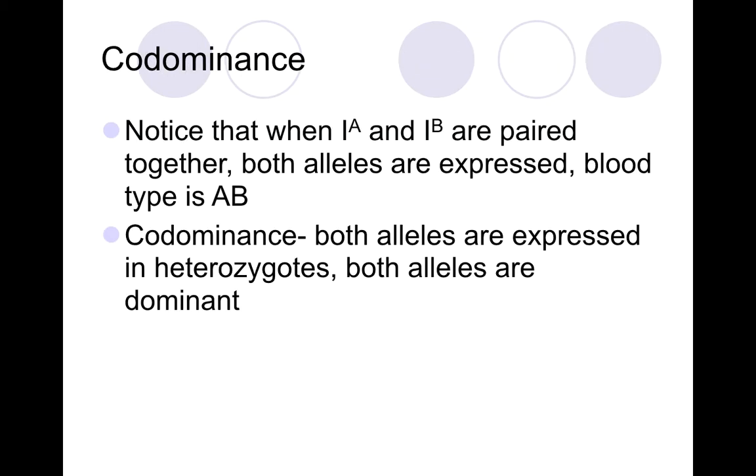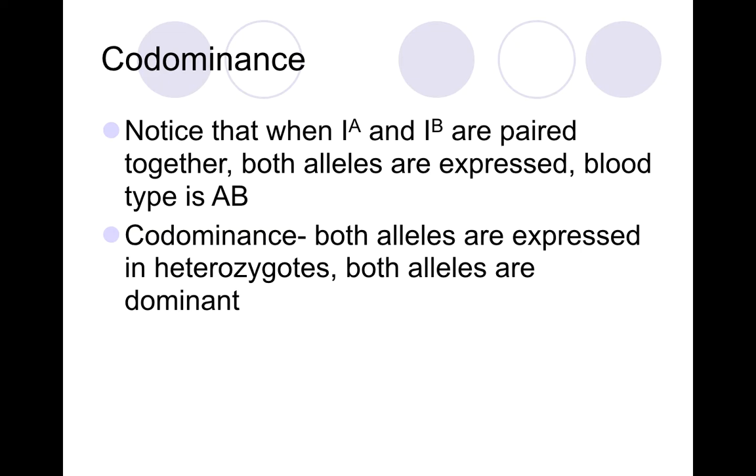Another example of when they don't follow the Mendel rules is codominance. So far we've done incomplete dominance, we've done multiple alleles, and now we're going to look at codominance. If you notice, when both the capital IA and the capital IB are paired together, both alleles are expressed in the blood type AB. So they're both there.